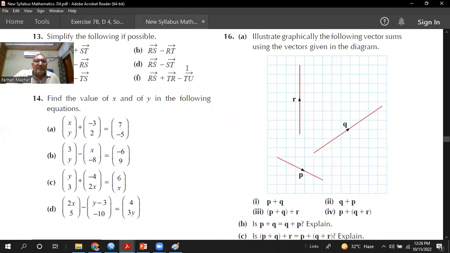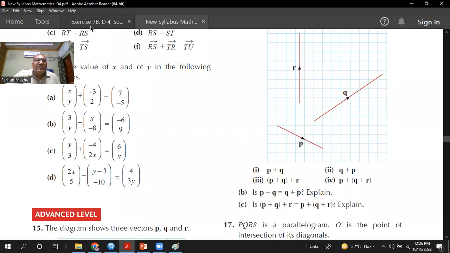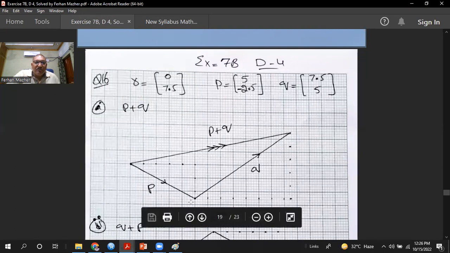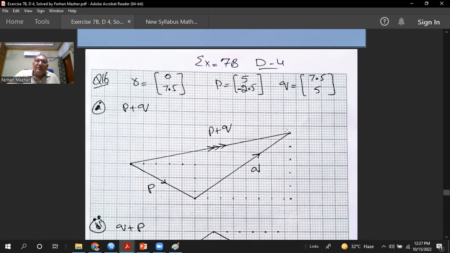Now, the first question, he asks us to find out the P plus Q. Okay, P plus Q. So I will start from here. I will draw the P. P is 5, minus 2.5. So this is P. On its head, I will start the tail of the Q. The Q is 7.5, 5. Then I will join the tail of the first vector with the head of the last vector. And that will give me P plus Q.